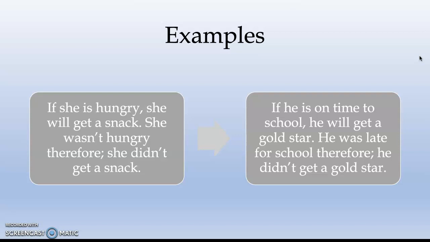Same thing for if he is on time to school, he'll get a gold star, but he was late for school, therefore he didn't get a gold star. So let's say getting to school on time is T, gold star is G, so if T, then G, but he wasn't T, so he doesn't get a G. That's kind of like simple terms to explain that, but that is all denying the conjunct.